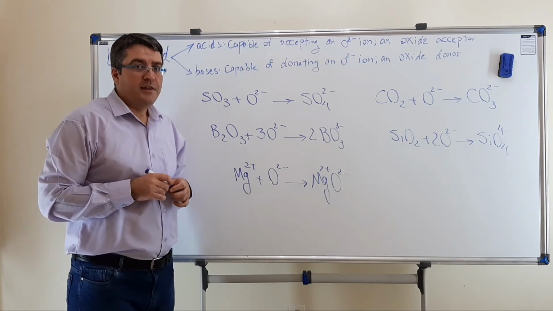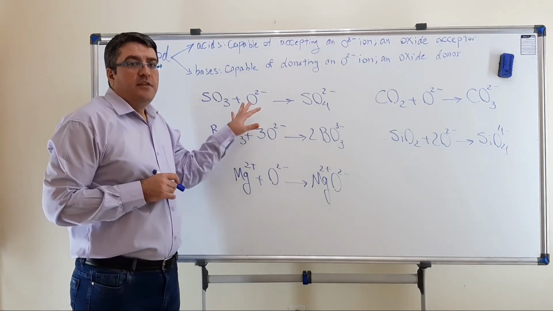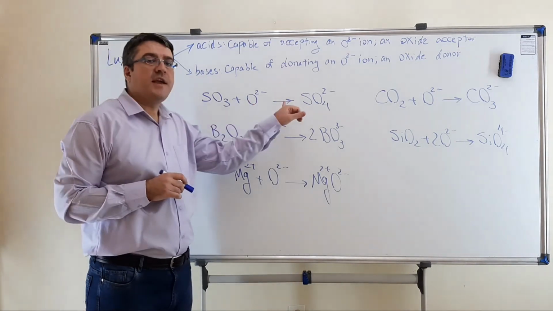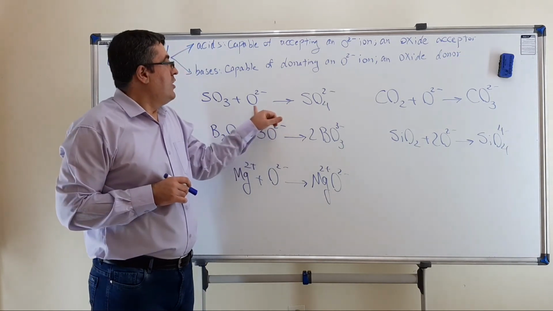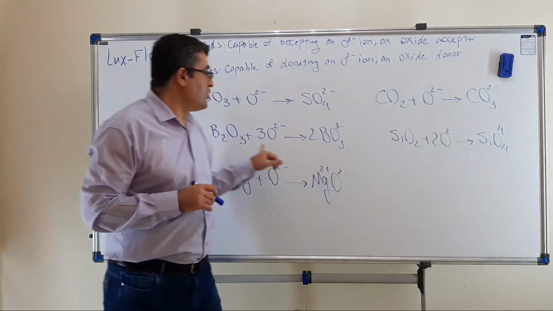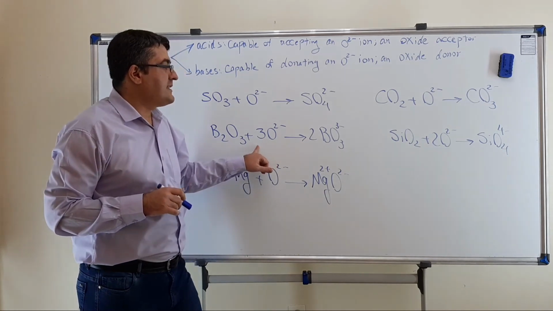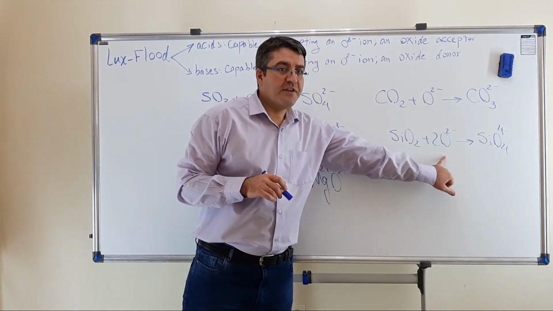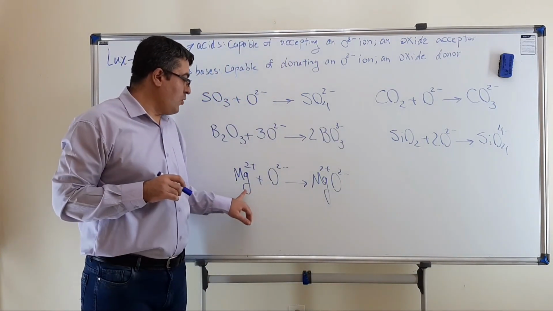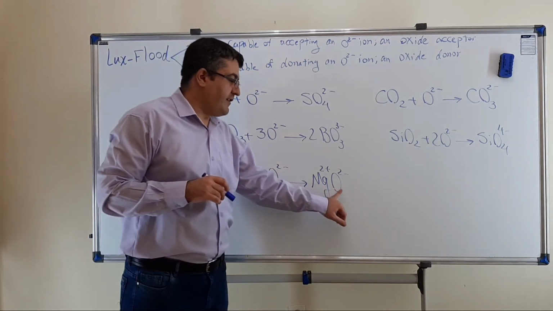So, Flood categorized atoms based on their relative ionization energy. Those with high ionization energy usually see an increase in their coordination number. Those with medium ionization energies usually don't see any change in their coordination numbers upon transfer of O2-. And in the case of those with low ionization energies, we have ionic phases.